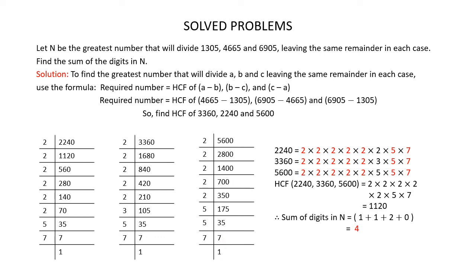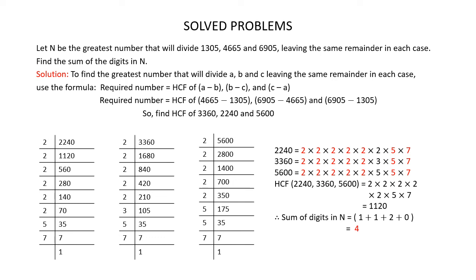So you got the prime factors 2, 2, 2, 2, 2, 5, 5, 7 and 1. So 5600 can be written as 2 multiplied by 2, multiplied by 2, multiplied by 2, multiplied by 2, multiplied by 5, multiplied by 5, multiplied by 7.